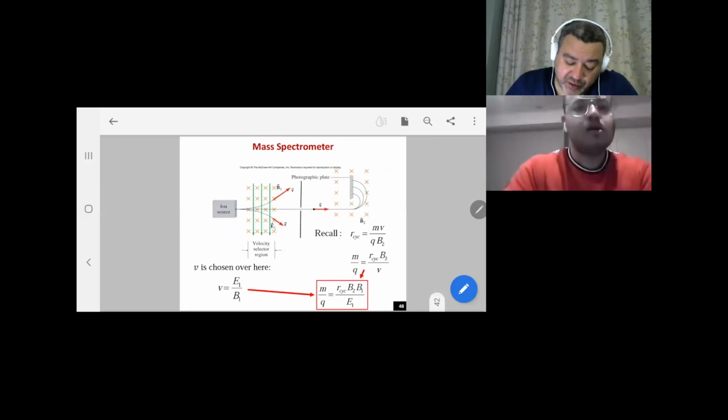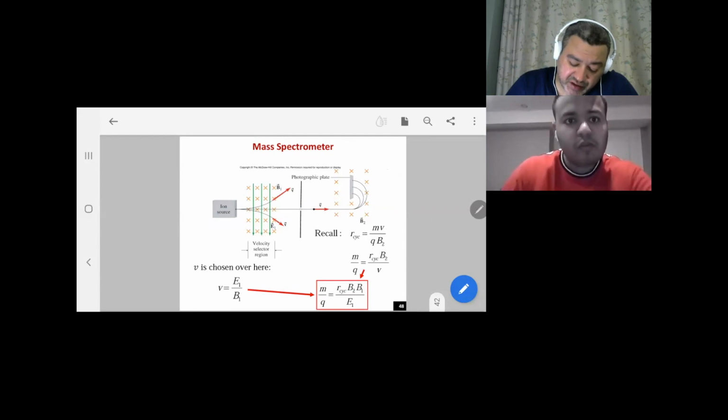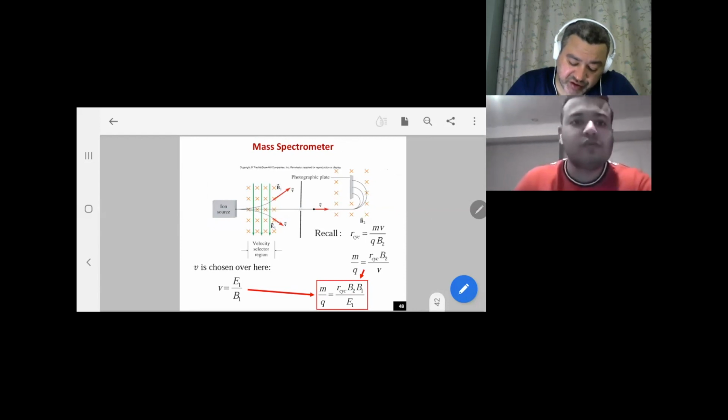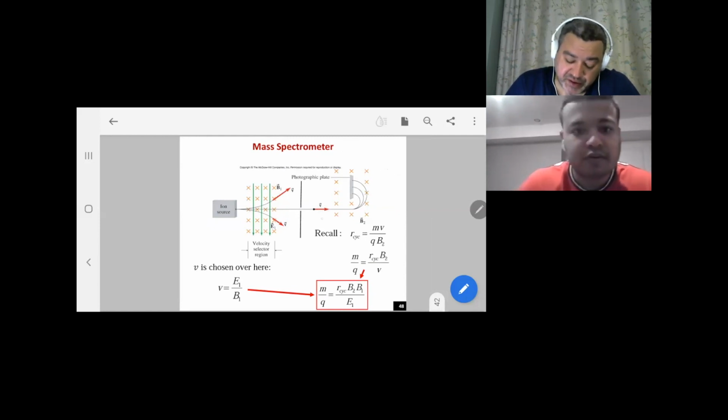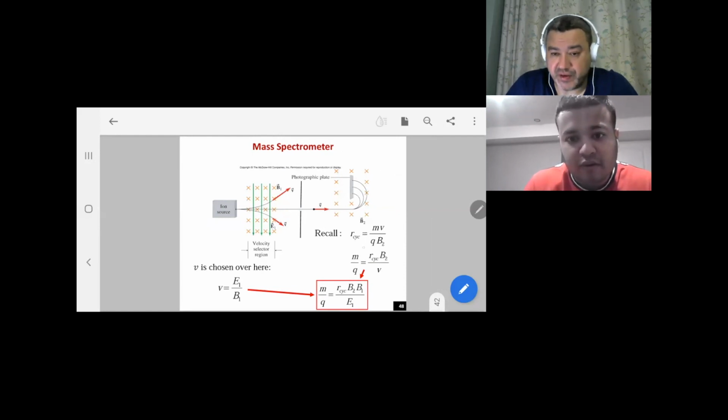Now, at the end of the velocity selector, those are the charges that will reach this point without deflecting up or down with this velocity. So this is the velocity that I have selected, and then it enters the second region of the mass spectrometer, where I only have a magnetic field.